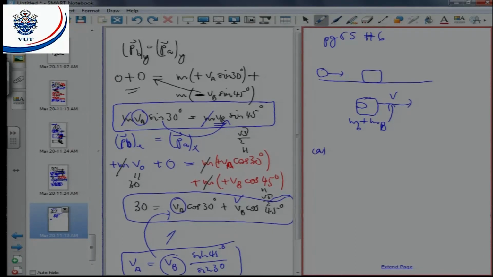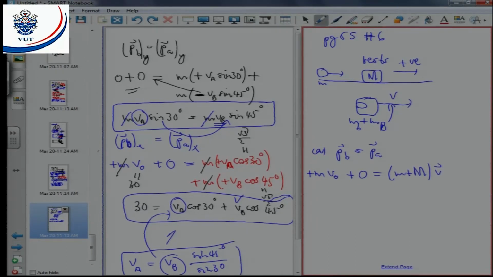So part A, the momentum before equals the momentum after. This is in one dimension, so there's no need for x and y. Before, it's just the mass of the bullet, which I'll call small m, plus the block, which I'll call big M, times the speed of the bullet, v0. The direction of motion is positive. So plus, the block is just resting initially, so plus 0, equals, after they move together, the total mass m plus M and the speed v.